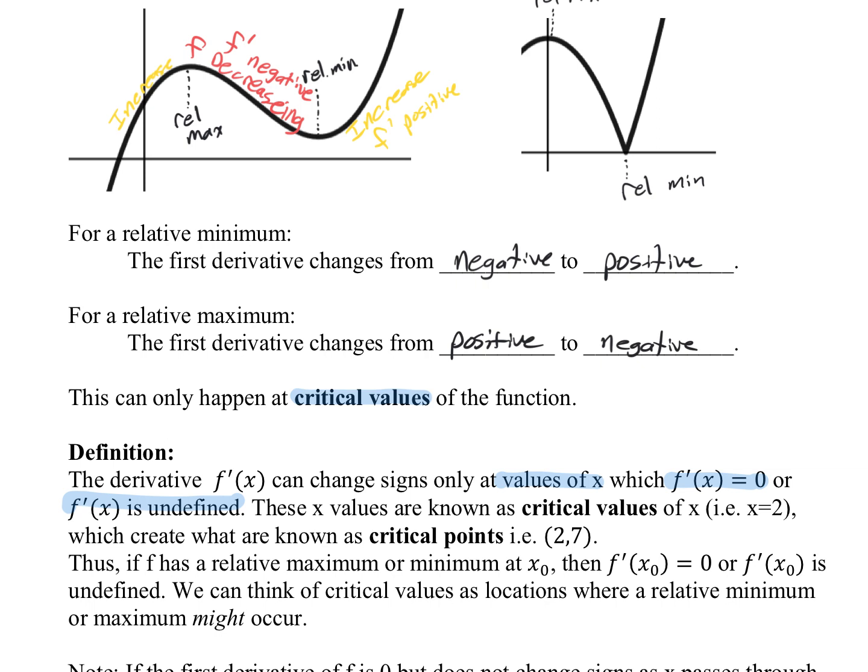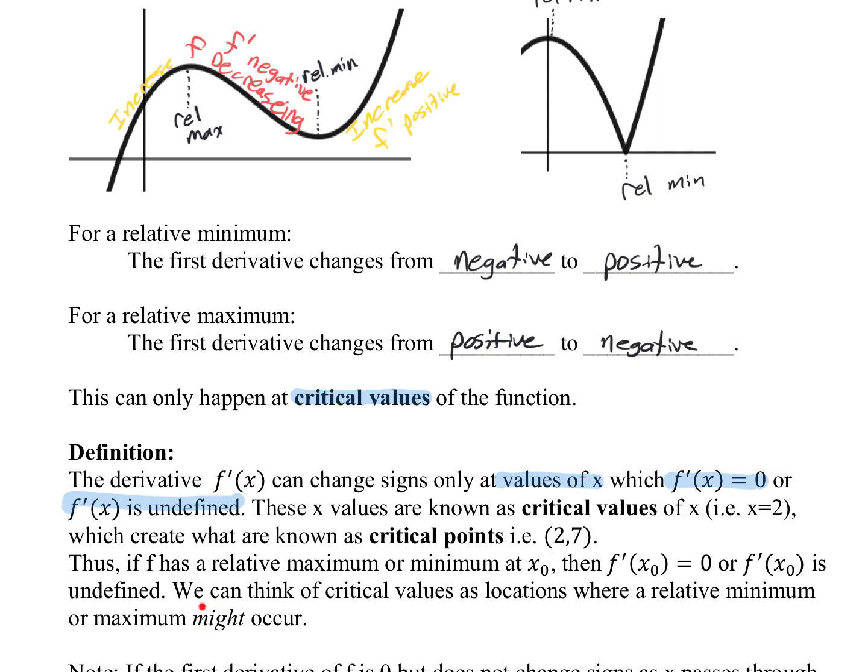So just a little bit about terminology. A critical value is going to be an x value, like 2, but these always result in critical points of the function, and a critical point is an actual point on the original function. So if your x value was 2, then it has to be x comma y, so something like 2 comma 7.